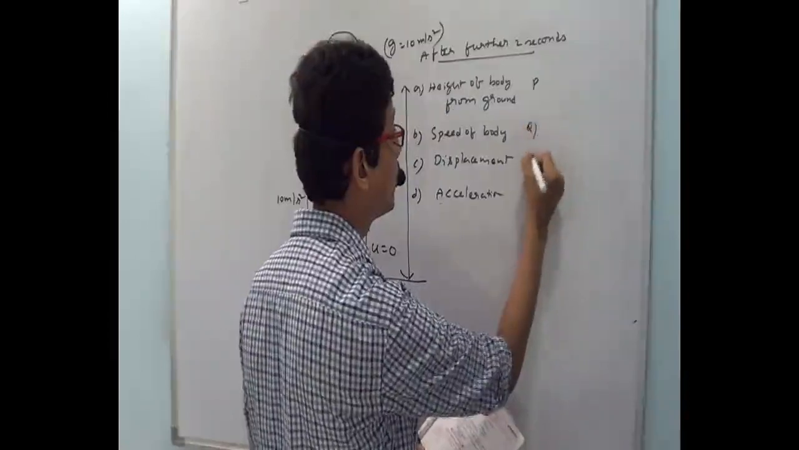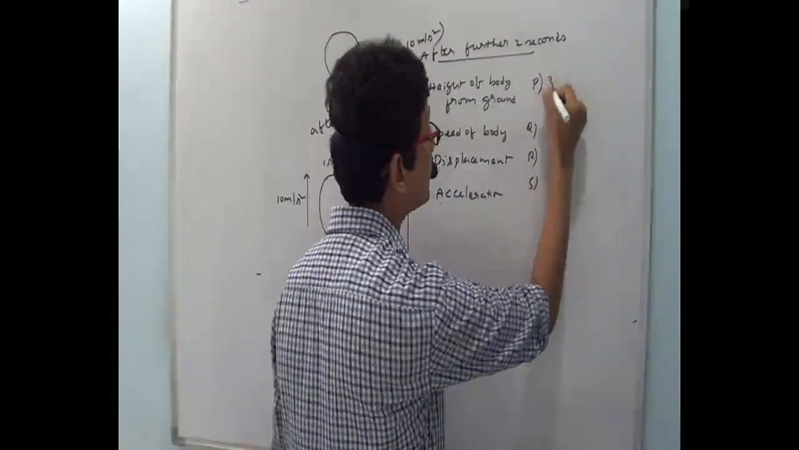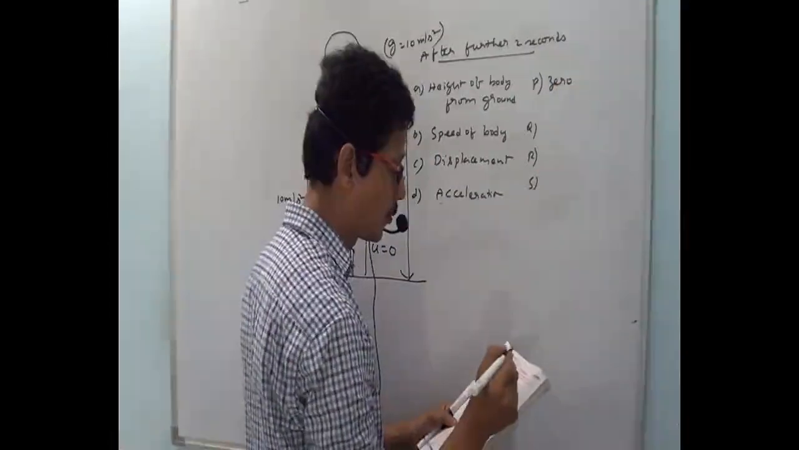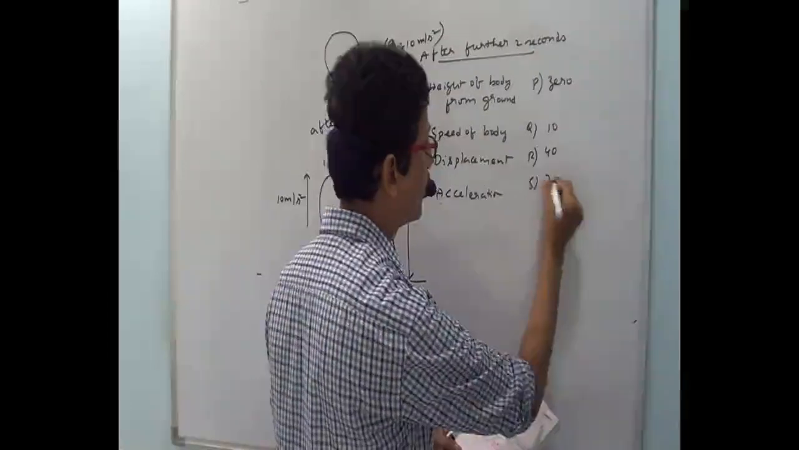PQRS we have. P is 0 and Q is 10. This is 40. This is 20.